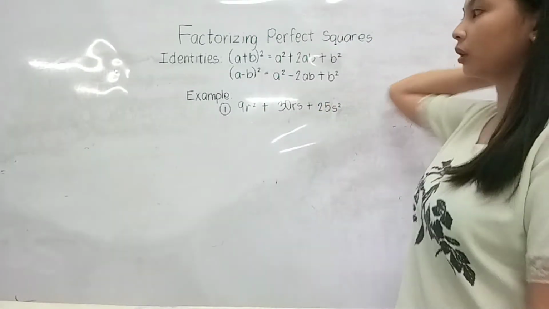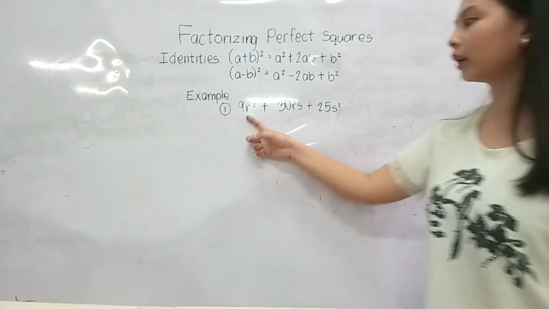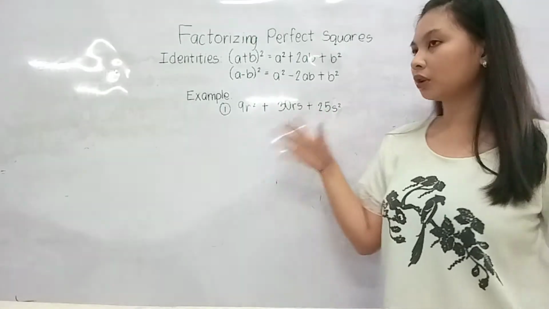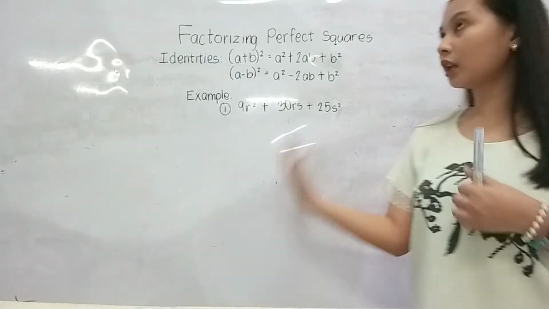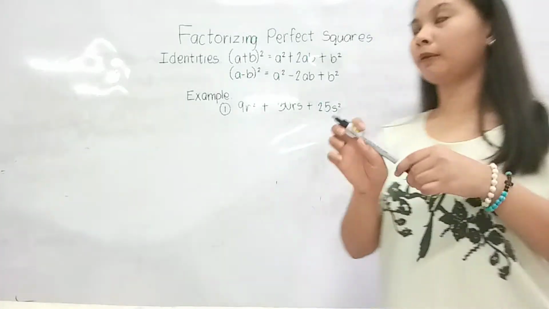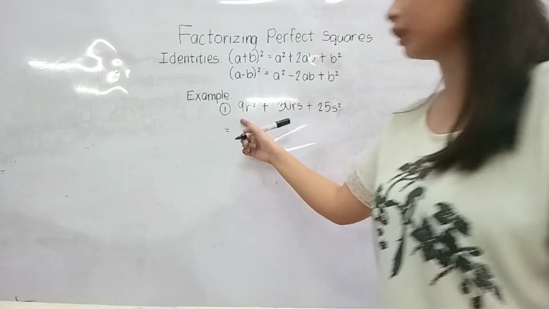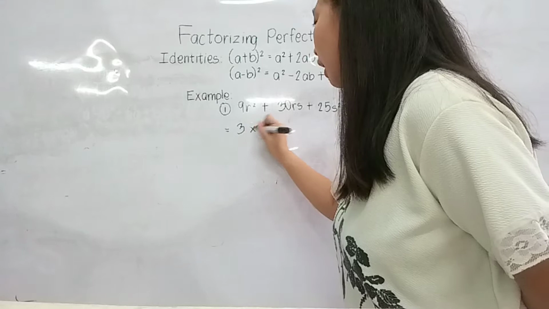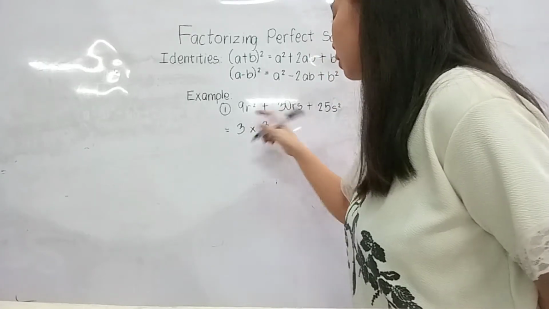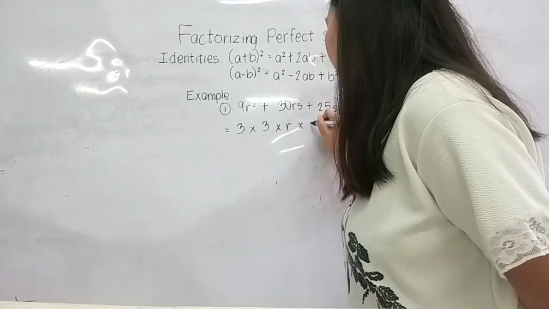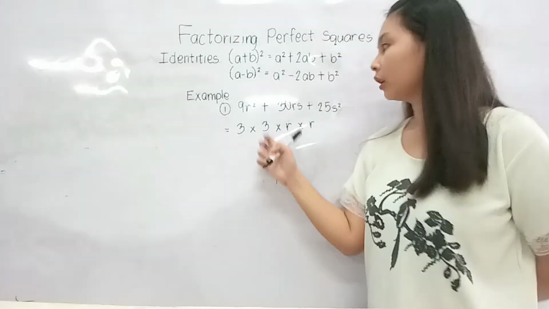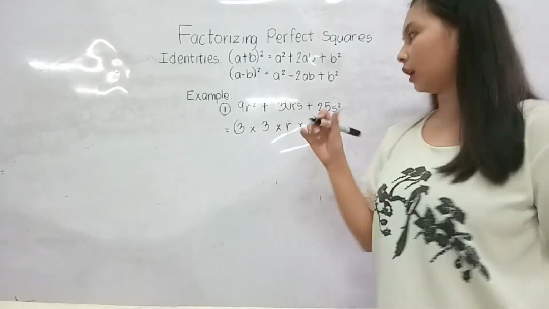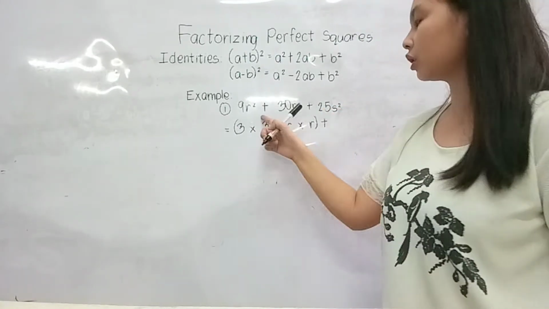So, let's start with this first example. We have 9r squared plus 30rs plus 25s squared. Identify muna natin yung kanilang mga factors. For 9r squared po, ang factors natin is 3 times 3 times yung r squared natin, r times r. Ito yung sa ating first term. Lagay tayo ng parenthesis para separation nila. And then, plus, yung addition sign natin.